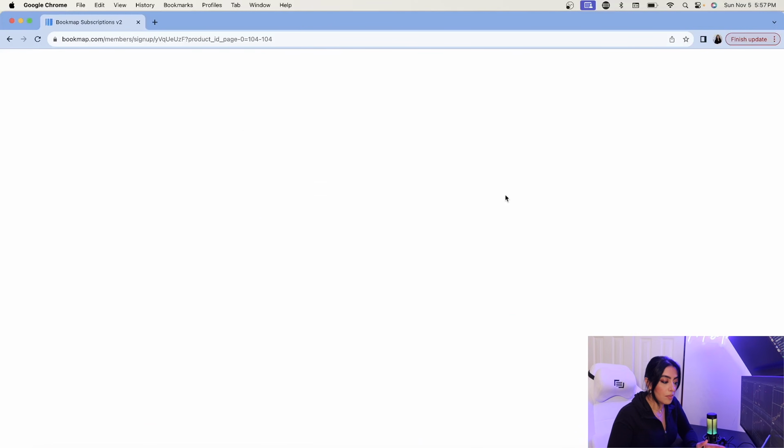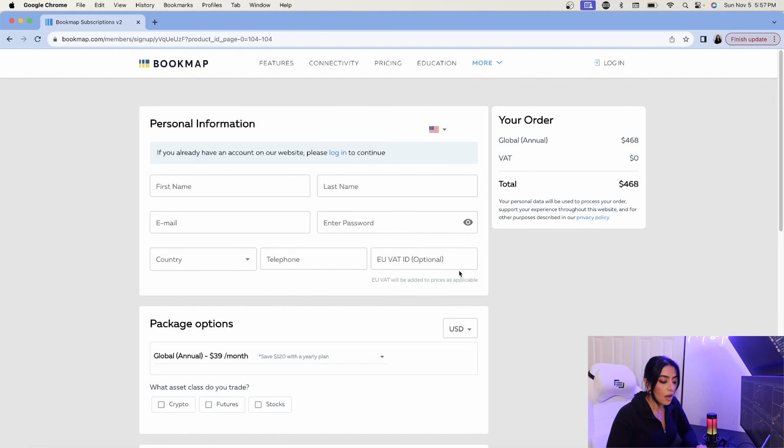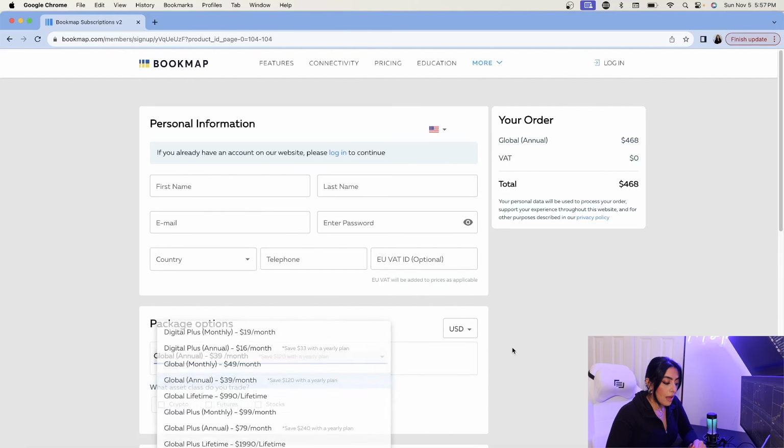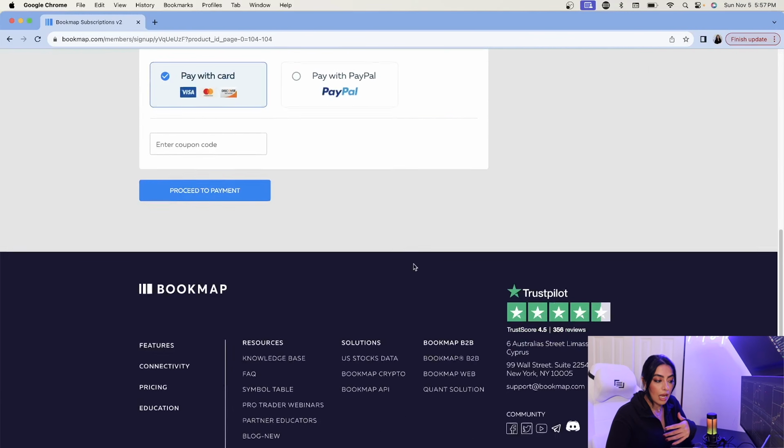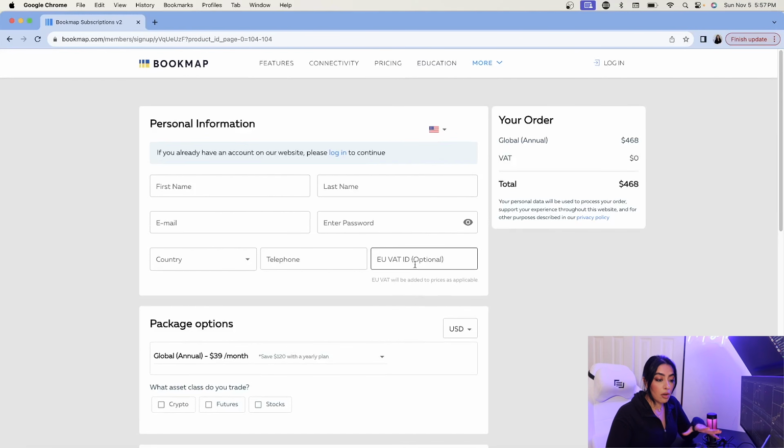I'm already signed up, so you'll sign up here. You can select the monthly or yearly plan, whatever you want to do. And then once you sign up, it will go ahead and give you a link to download the Bookmap platform.